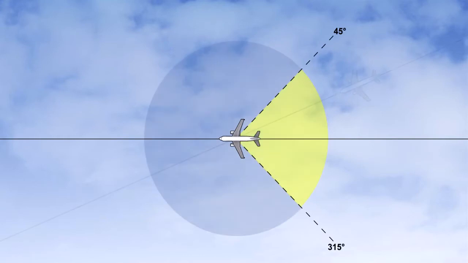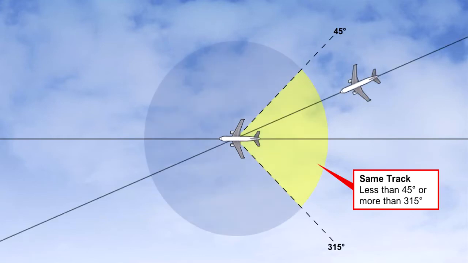The same track case applies when the tracks of two aircraft that require separation converge or diverge by an angular difference of less than 45 degrees or more than 315 degrees, and whose protection areas overlap.